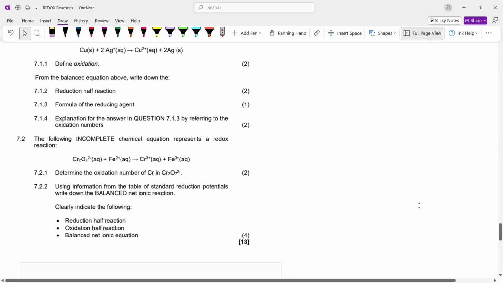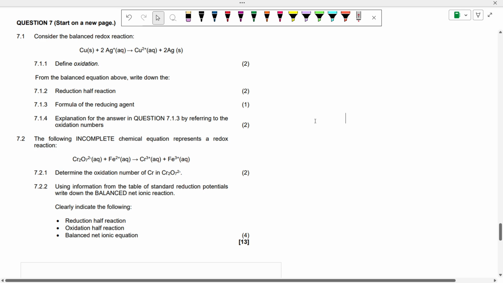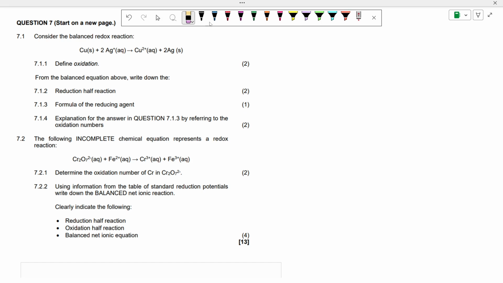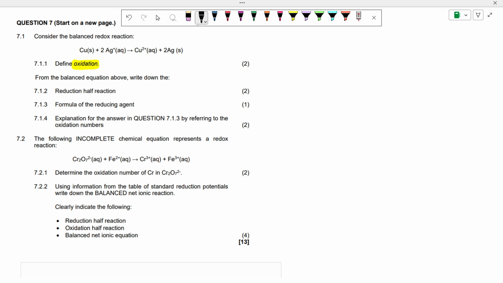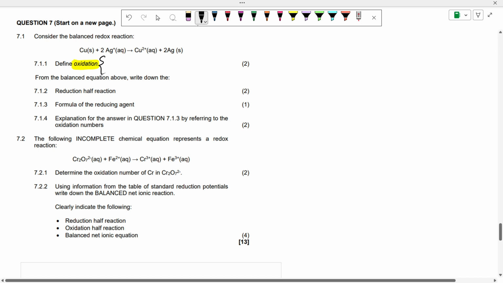Okay, so question 7, it says consider the balanced redox reaction. This one they give us here in 7.1 was balanced. And then the first question is to define oxidation, and usually for this they will specify in terms of what, like they'll say define oxidation in terms of oxidation number, or they'll say define oxidation in terms of electron transfer. Do you know both the definitions?